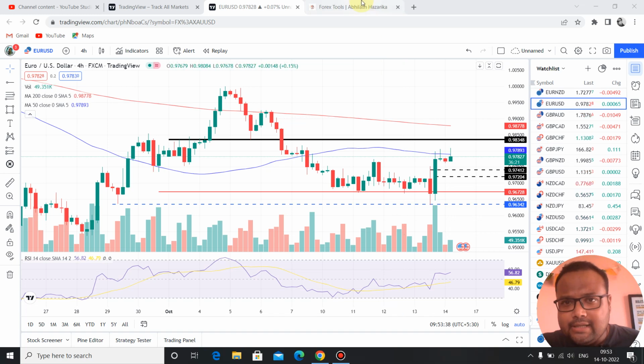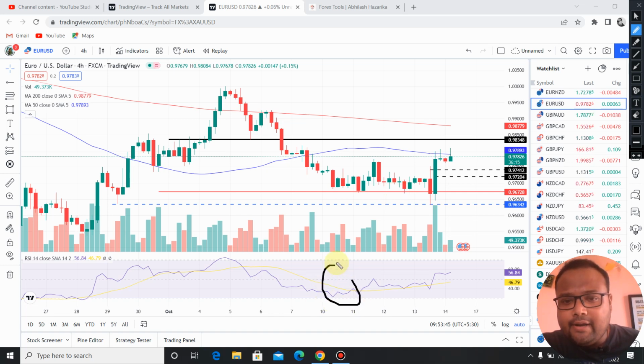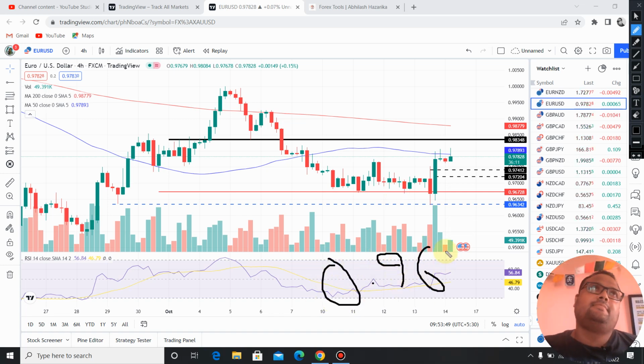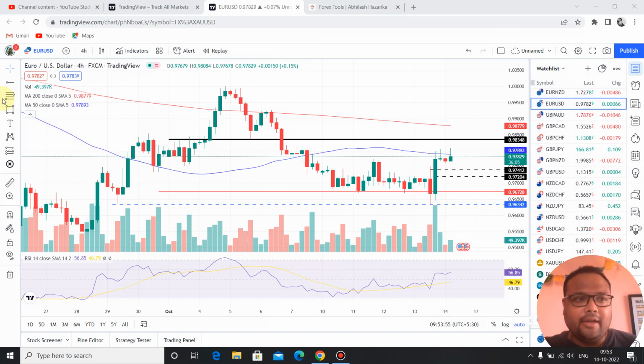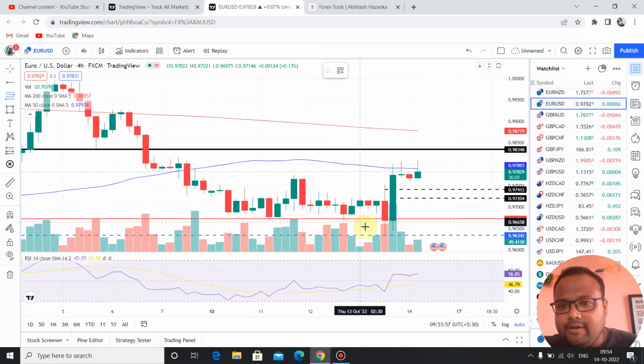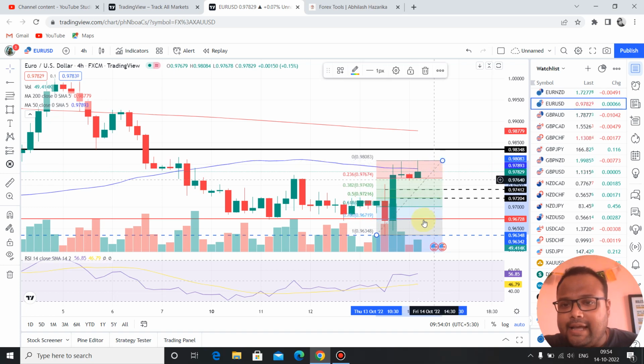But before this support level, you can see that we still have the red line. The red line we have been talking about for the last 3-4 days, and the level is 0.9670, 0.9665. Why are we still considering this level? Because if I take the help of Fibonacci, then I can see that it is the 78.6% Fibonacci retracement level.